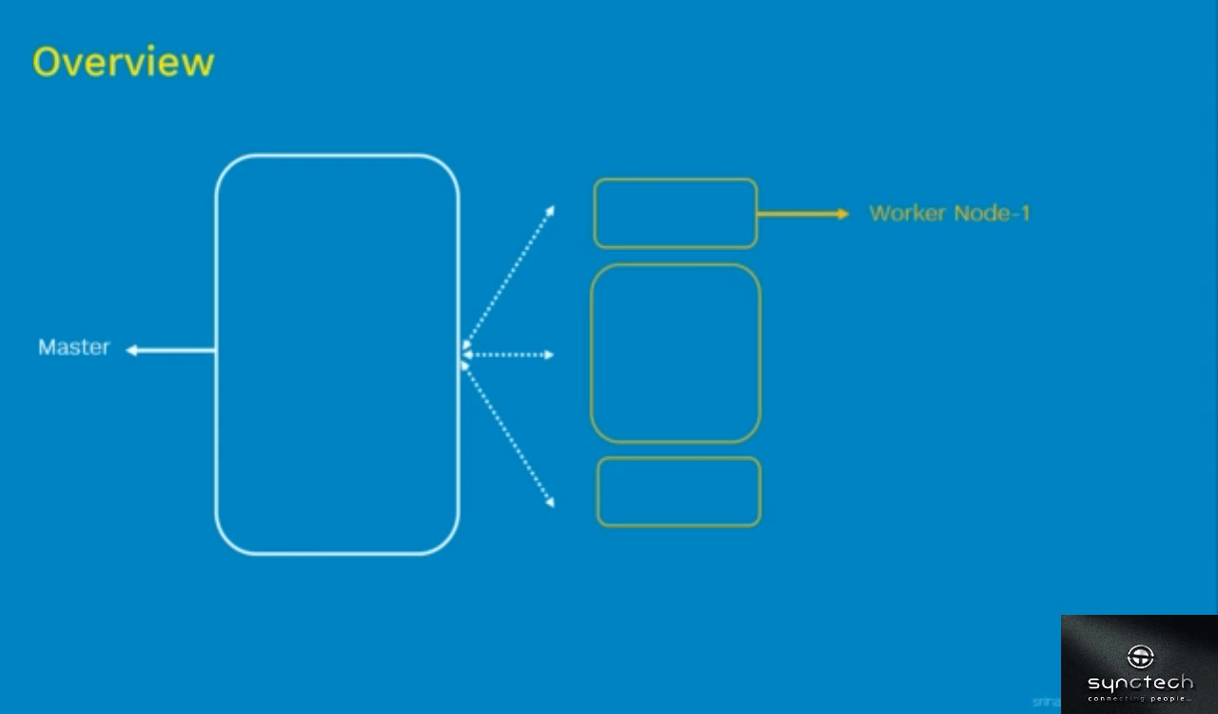And worker nodes can go up to hundreds or even thousands as well. Currently, Kubernetes supports up to 5,000 worker nodes per cluster. So let's discuss some of the very basic and most common components of a Kubernetes cluster here. First, let's start with the Kubernetes worker node.